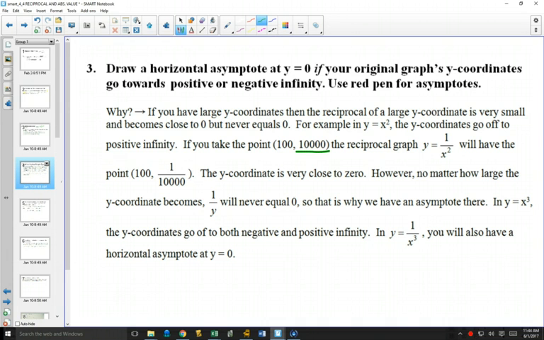of 10,000, or is that 100,000? That's 100,000. No, it's 10,000. Either way, that's a big number, right? And if you did 1 over that y value, what do you get? You get 1 over 10,000. That's a really small number, right?